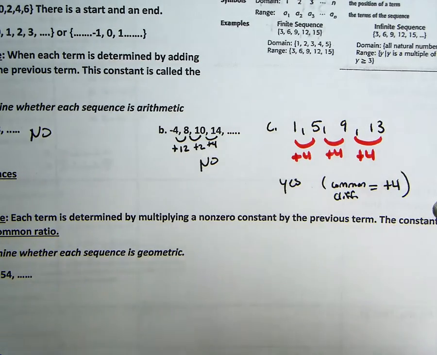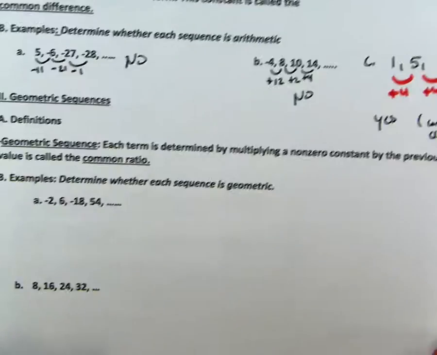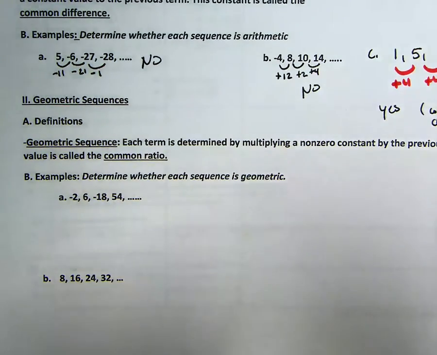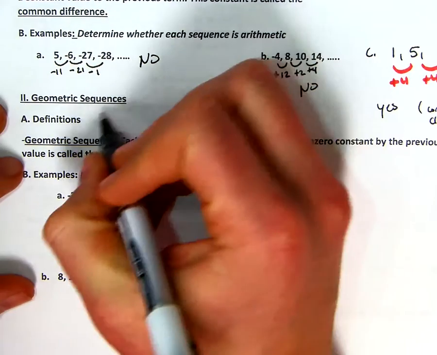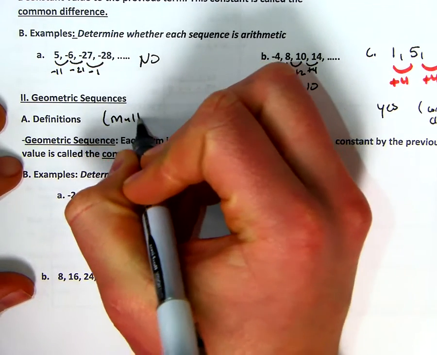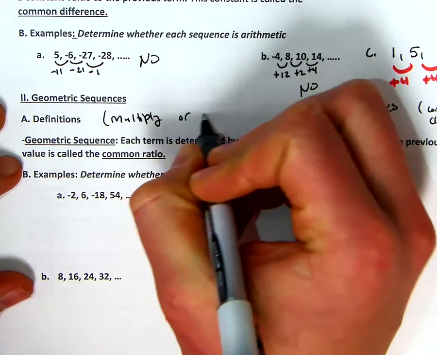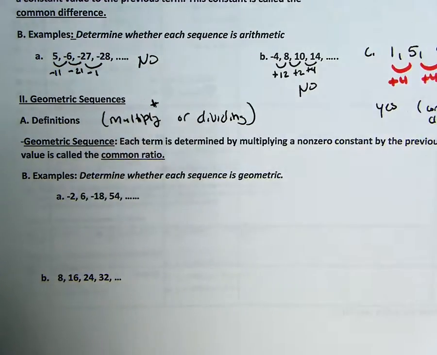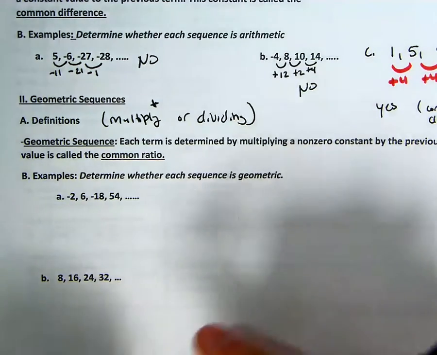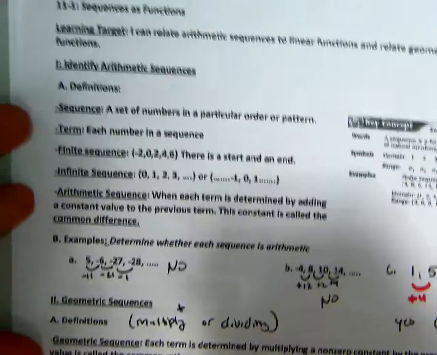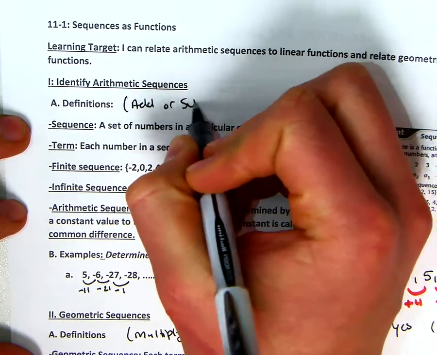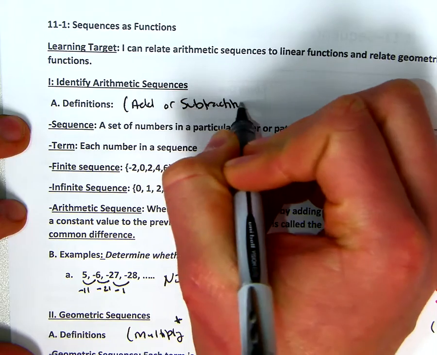It's just, is it going up by a certain number, adding or subtracting? And then we have geometric sequences. These are where you need a common ratio, something that's being multiplied or divided. Now I'm really going to talk about the multiply because you can multiply by a third or divide by 3. That's the same thing. And up here we're just going to write adding or subtracting for arithmetic.